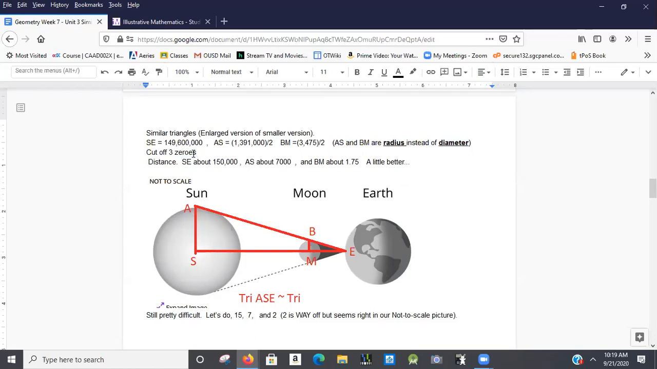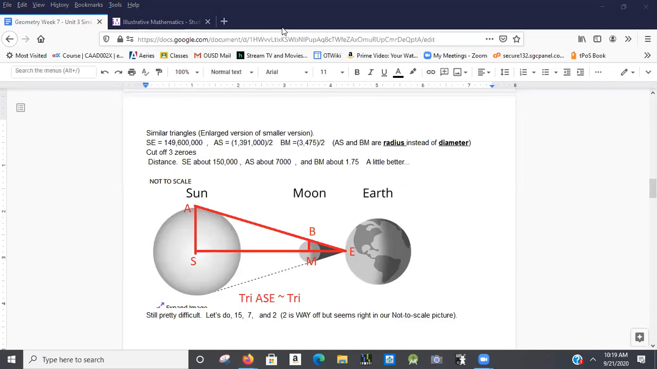What if I chopped off 3 zeros? I can do that. I can divide by 1,000. So sun's about 150,000. The diameter of the sun is about 7,000, and the diameter of the moon is about 1.75. This makes this a little easier to do. So if I was going to label this thing, now it's a little bit easier because my numbers are a little bit better. I've got a better picture.